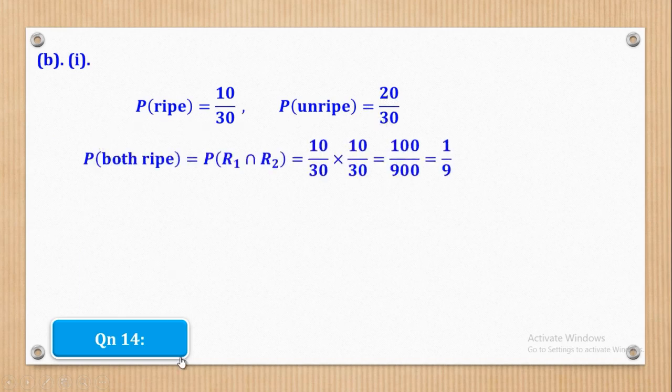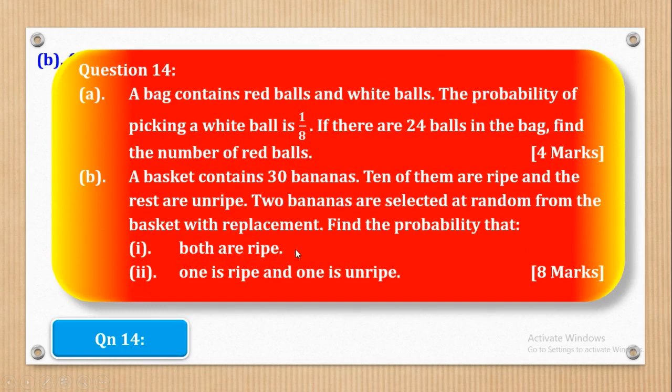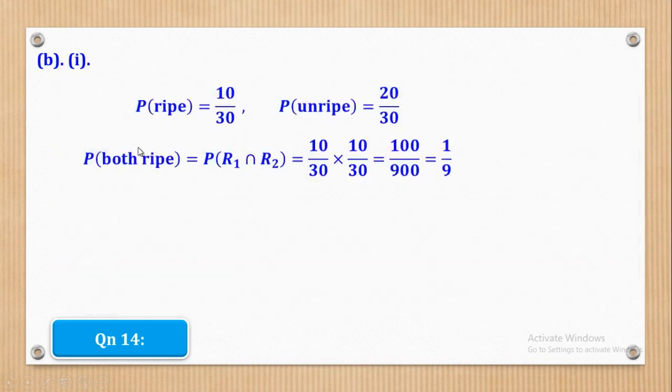So now that you have known that, part Roman 1 they ask for the probability that both are ripe. What does that mean? It means that you first pick a ripe banana followed by a ripe banana. But the probability of a ripe banana is 10 over 30, and remember, since it was with replacement, it means the probabilities remain unchanged. Therefore, both the first and the second one being ripe will be 10 over 30 times 10 over 30. When I multiply, I come up with 100 over 900. And when I simplify, I come up with 1 over 9 as my probability.